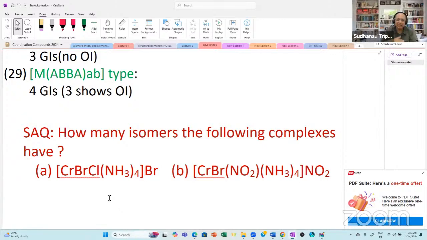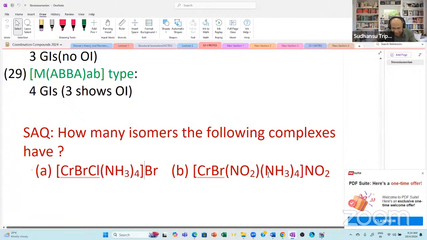So one geometrical isomer, and each geometrical, one structural isomer, that is ionization isomer, and each ionization isomer will have two geometrical isomers, because it will be either A2 type or A4BC type or A4B2 type. Each of them shows cis and trans. So altogether there will be 4. Bromide remaining outside the coordination sphere, 2. Bromide remaining inside the coordination sphere, also 2. 4. So this type of question you may get.